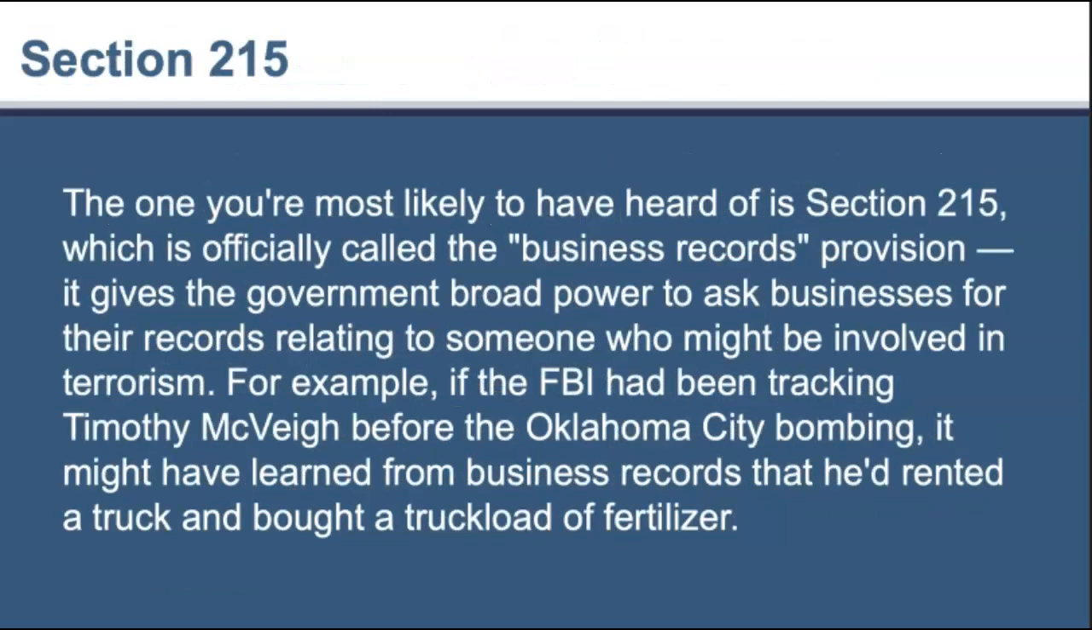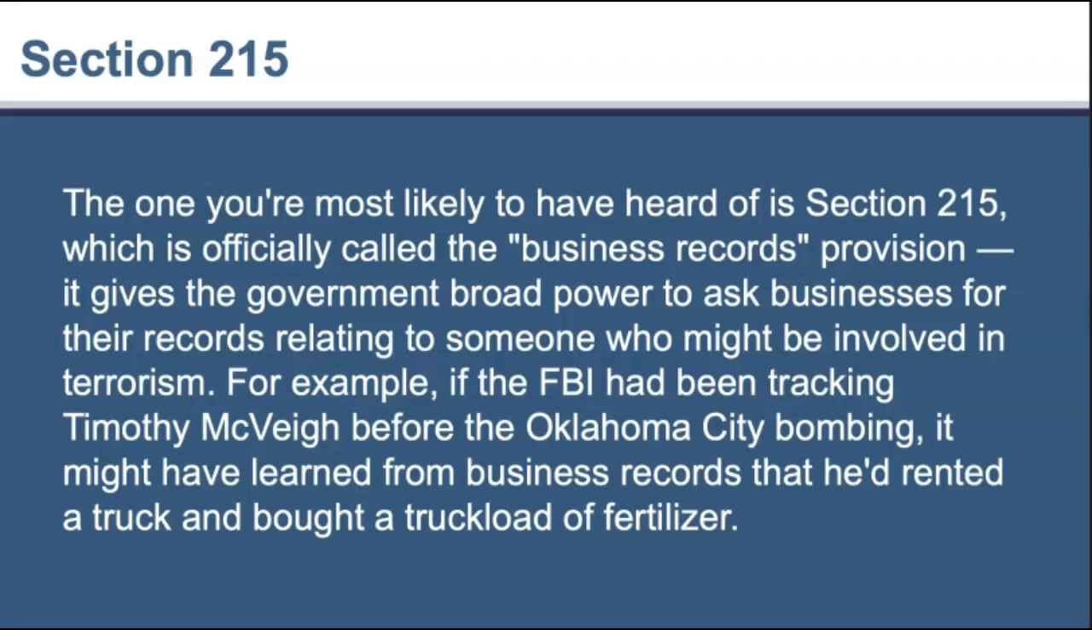Now, the section you are most likely to have heard of is Section 215, which is officially called the Business Records Provision. It gives the government broad power to ask businesses for their records relating to someone who might be involved in terrorism. So, for example, if the FBI had been tracking Timothy McVeigh in 1995 before the Oklahoma City bombing occurred, it might have learned from business records that he'd rented a truck and bought a truckload of fertilizer, a couple metric tons of it. And so that was kind of some of the logic behind why business records need to be eligible for things like administrative subpoena.